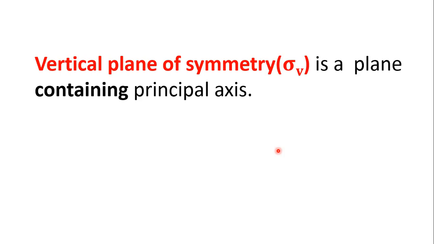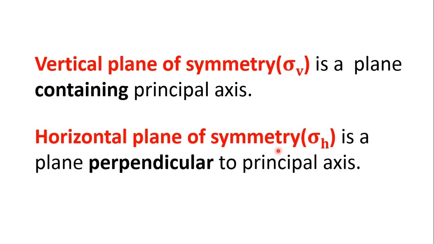And the vertical plane of symmetry, sigma v, is a plane containing the principal axis, whereas the horizontal plane of symmetry, sigma h, is a plane which is perpendicular to the principal axis.